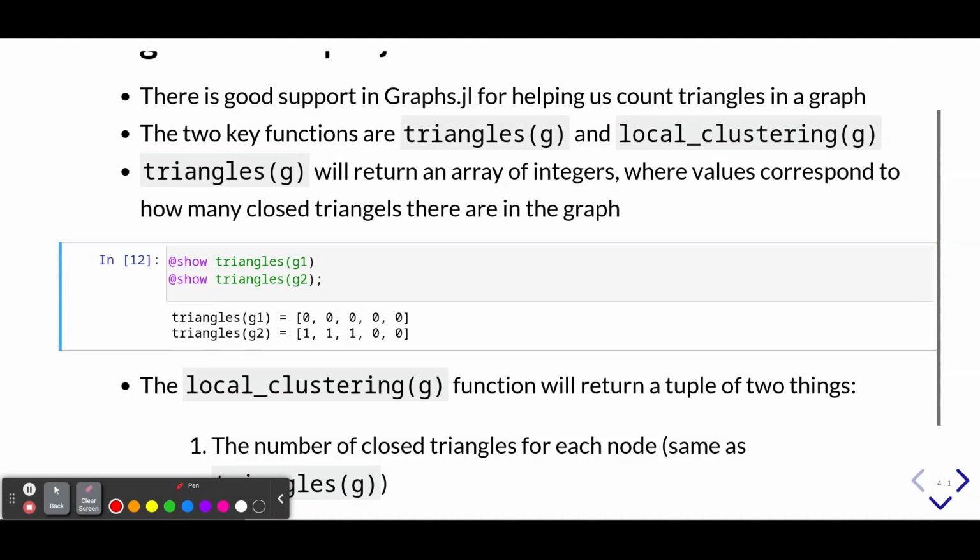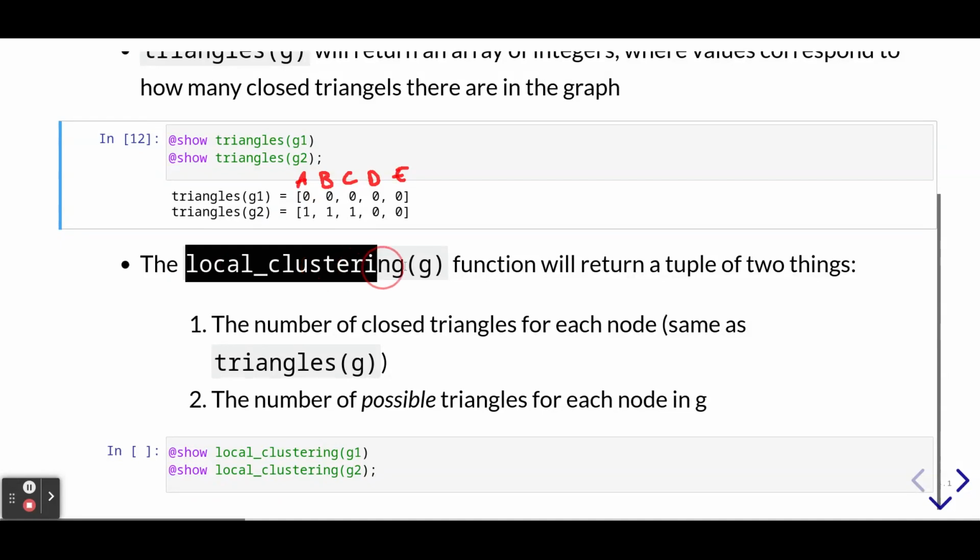And if we wanted to look a little bit deeper at which element these correspond to, this would be node A, B, C, D, and E. So now when we consider the second call to the triangles function where we're passing G2, because we added the edge between B and C, we closed off that triangle. We now see that all of A, B, and C are part of one closed triangle, whereas D and E are still not part of any closed triangle.